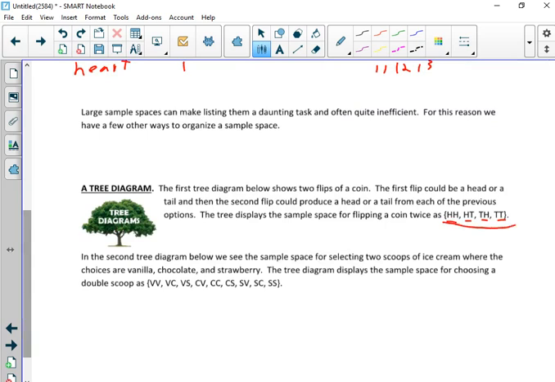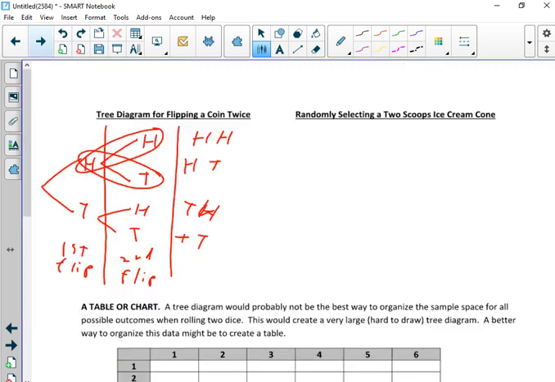Okay, now the next one, next to it, is going to be 2 scoops of ice cream with the choices of vanilla, chocolate, or strawberry. And again, we're just doing 2 scoops. So on our first try, we have vanilla. First scoop, chocolate. First scoop, strawberry. Now remember, that's our first scoop.